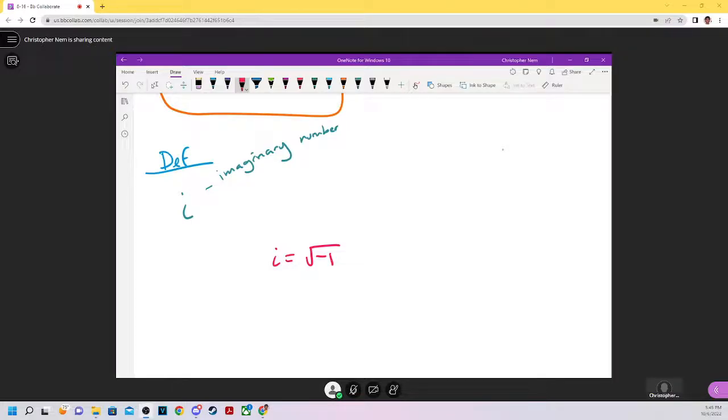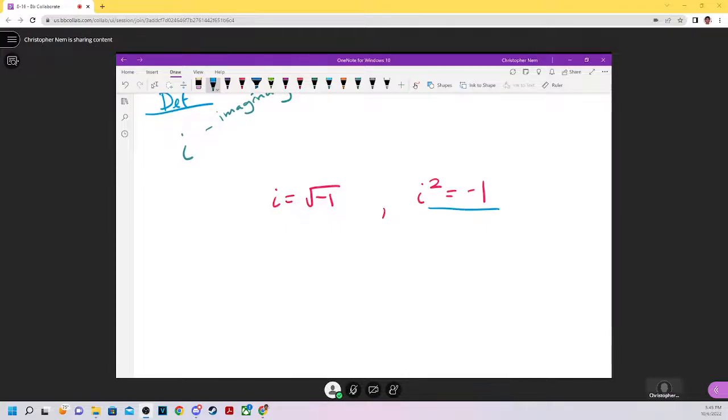I, however, use the definition i squared equals negative 1. You can choose which definition you prefer more. One of them might be more flexible than the other. So pick and choose. This is the definition I like to use. This is the definition the book uses. And you'll see why I like to use that later down the road.